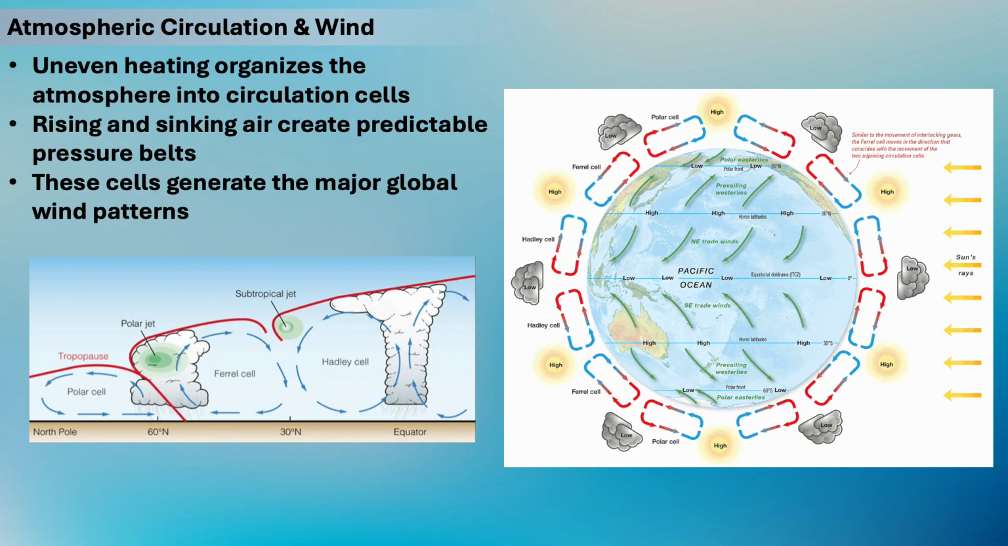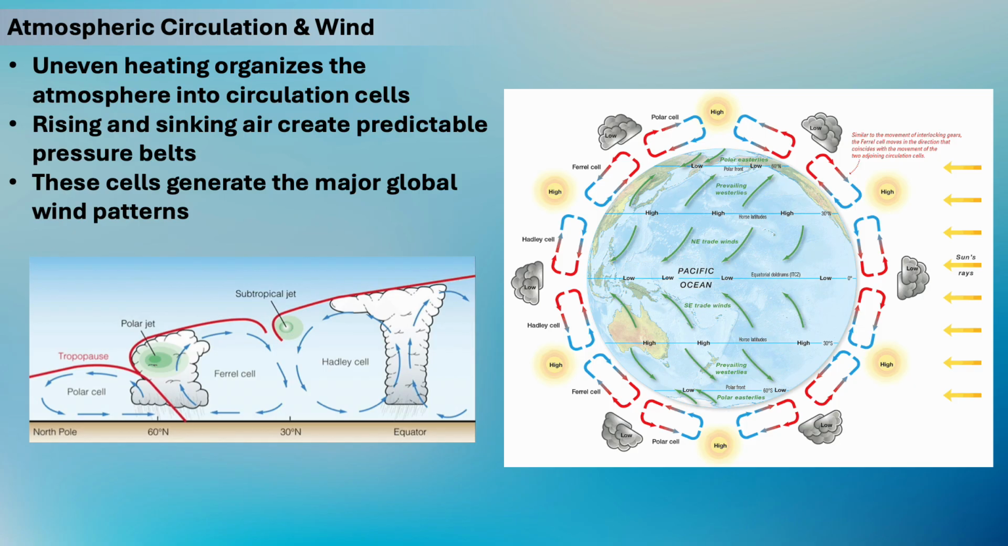Now connect this back to slide 4. We said that wind is air moving from high pressure to low pressure. If that is true, and it is, then these pressure belts must generate persistent wind and wind patterns. And that is exactly what we see.